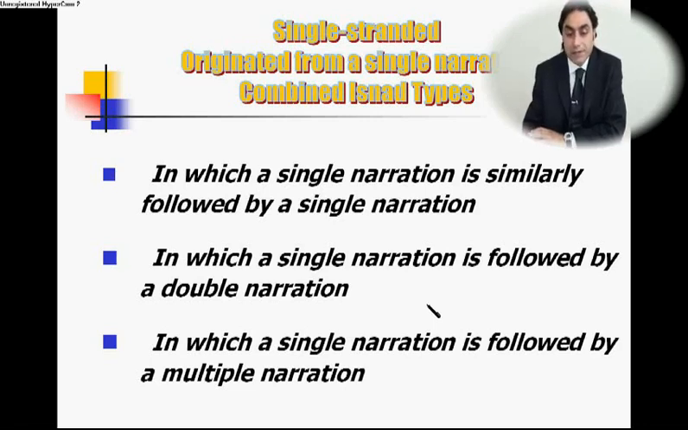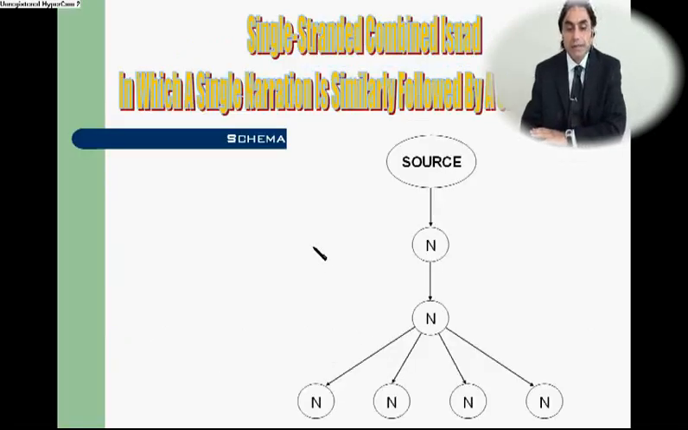Single-stranded originated from a single narration combined isnad types, in which a single narration is similarly followed by a single narration, in which a single narration is followed by a double narration, in which a single narration is followed by a multiple narration. Single-stranded combined isnad, in which a single narration is similarly followed by a single narration. In this schema, you can see it begins with a single narration and then follows a single narration again.